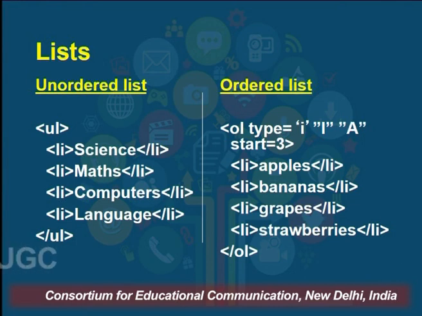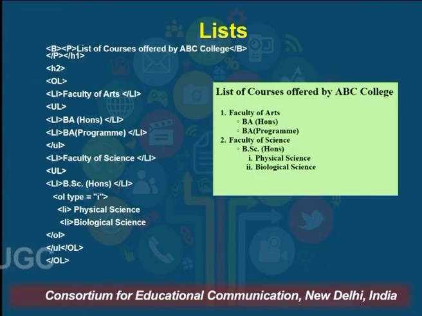And also when lists are made, you can also create nested lists. A nested list means that one list can be a part of another list. Okay, so then you can have nested UL and OL commands, so that one list will be a part of the other list. Okay, so that is a nested list.